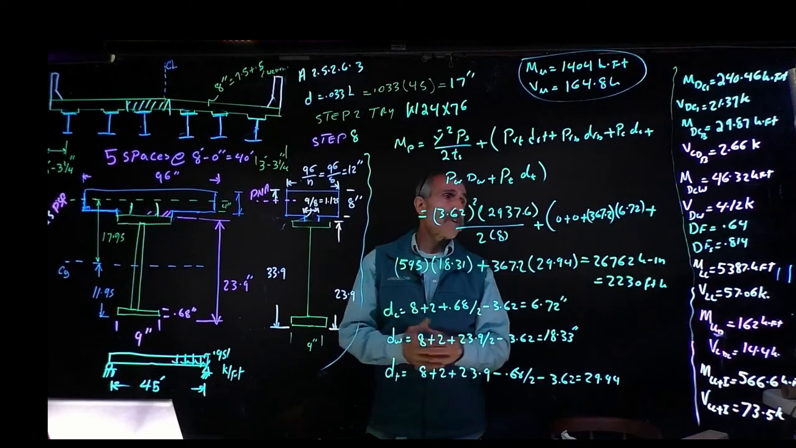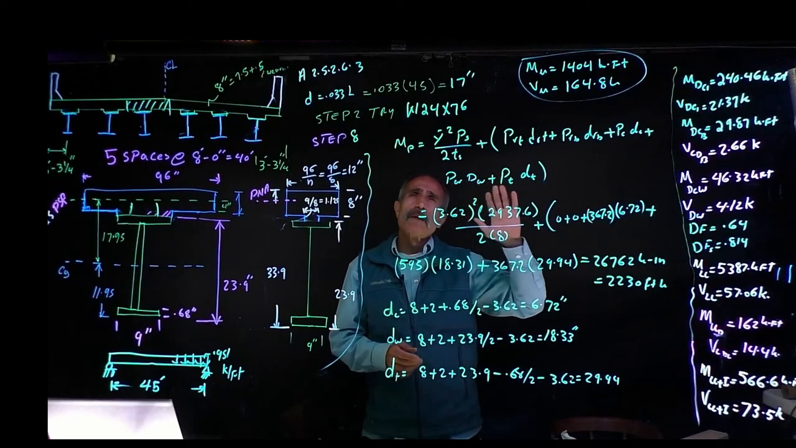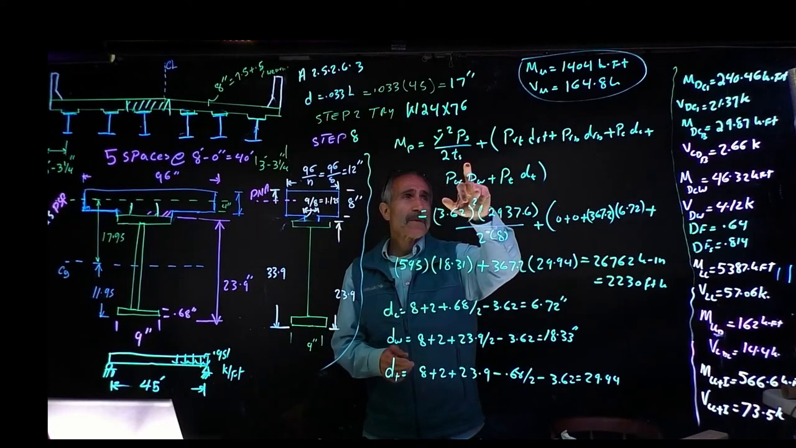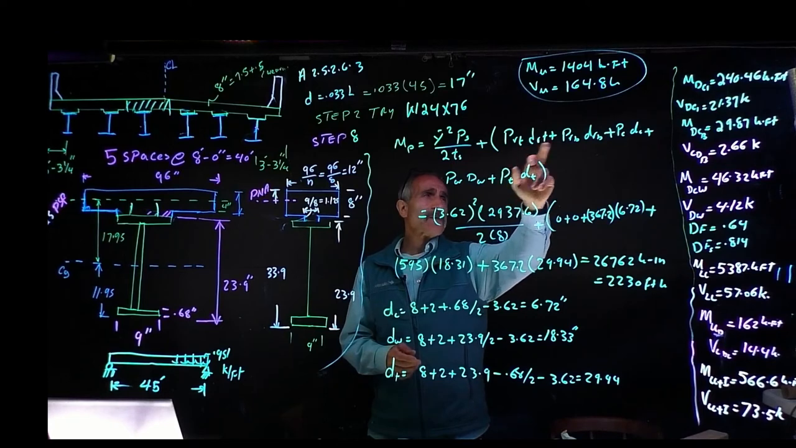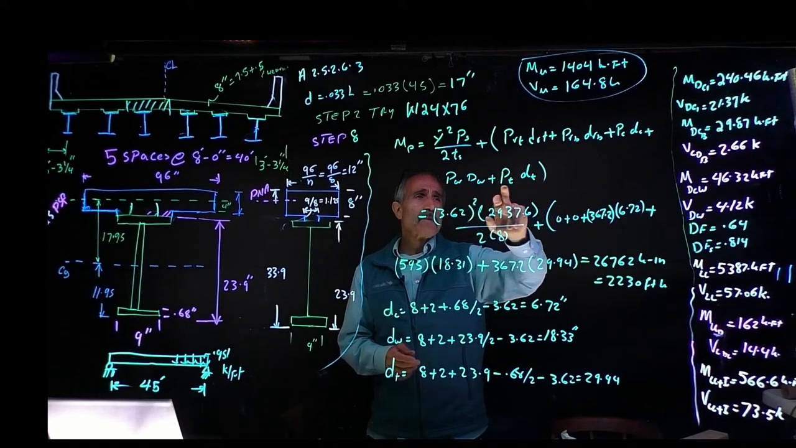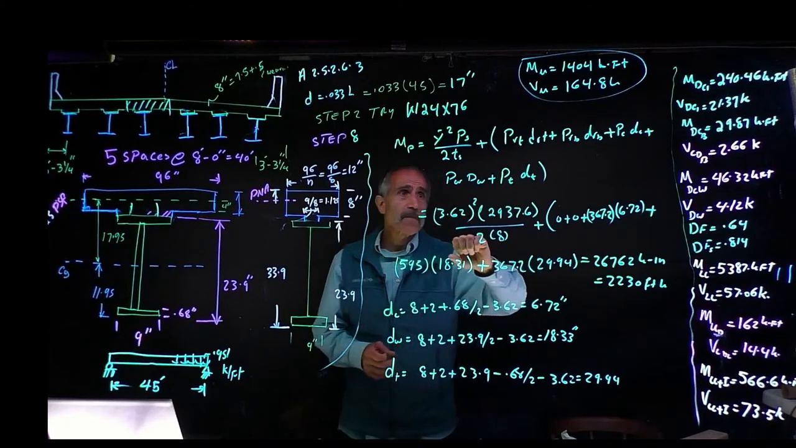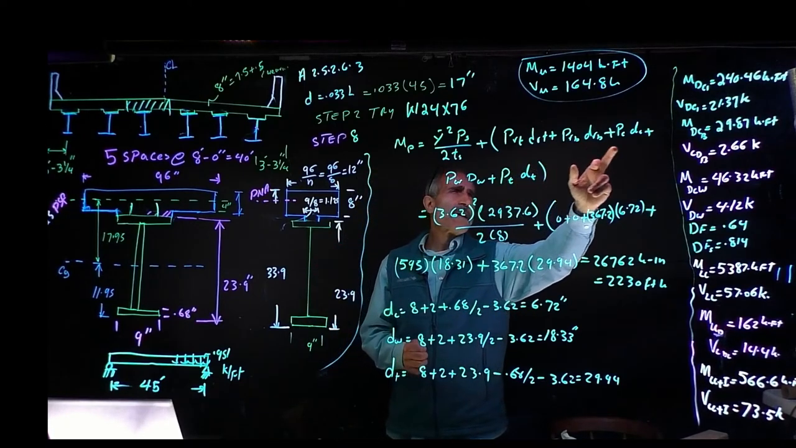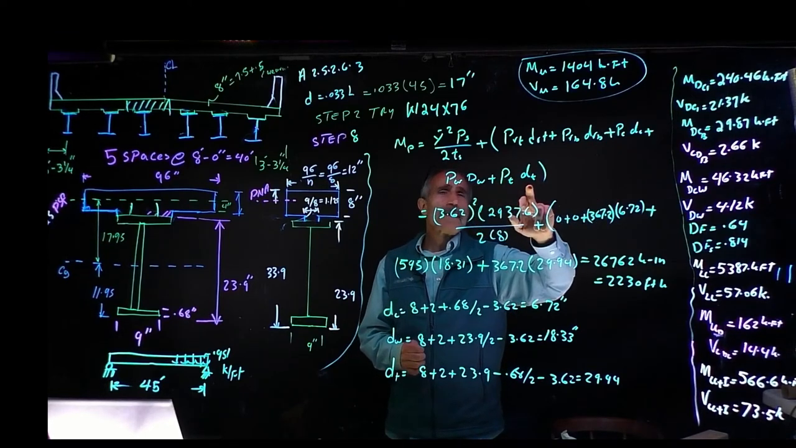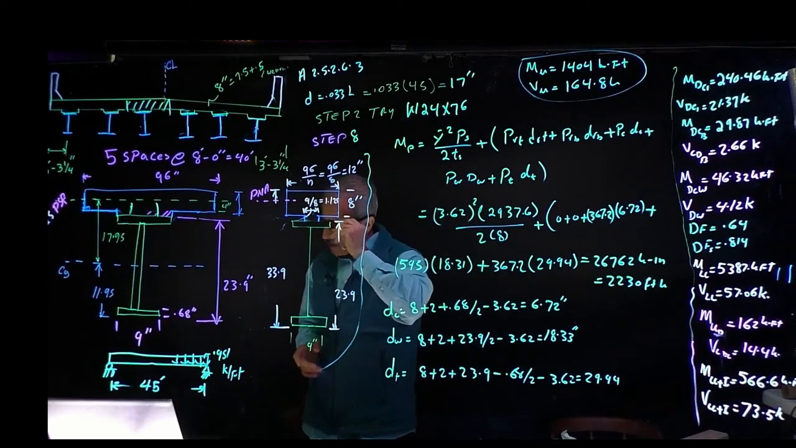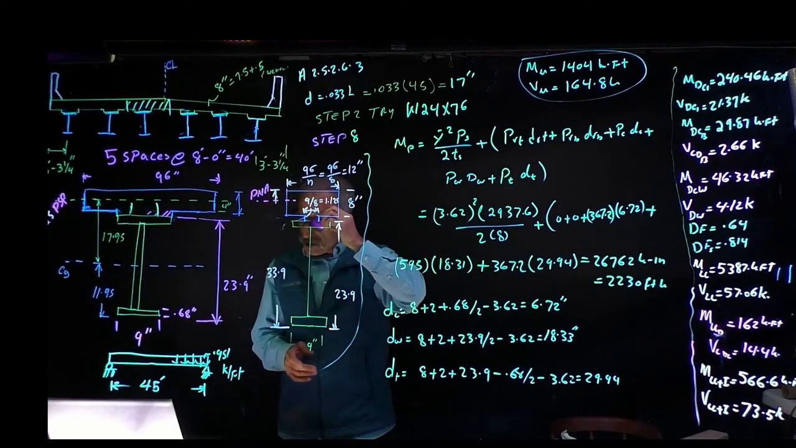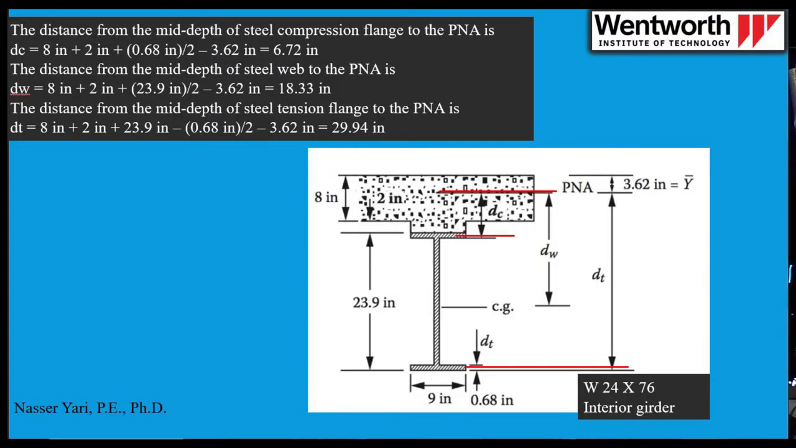All right, so I wrote this stuff down to save some time here. Our plastic moment, based on table D6, comes out to this equation. We have already calculated PS, PRB, these are 0 anyway, and PC, PW, and PT. Now we're going to calculate the plastic moment, but before we go ahead, we need to find out what DC, DW, and DT are. Basically DC, if you take a look at the picture, is the distance from the midspan of the steel compression to the plastic neutral axis. So that becomes basically 8 plus the 2-inch haunch plus halfway here minus this distance, and that's where it comes from.